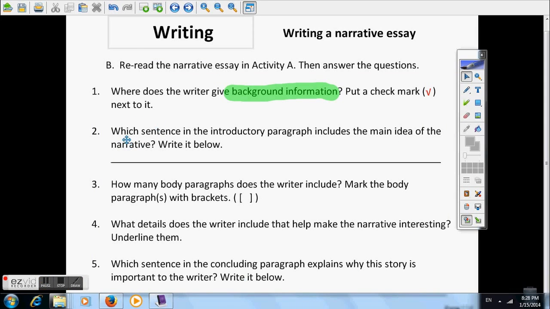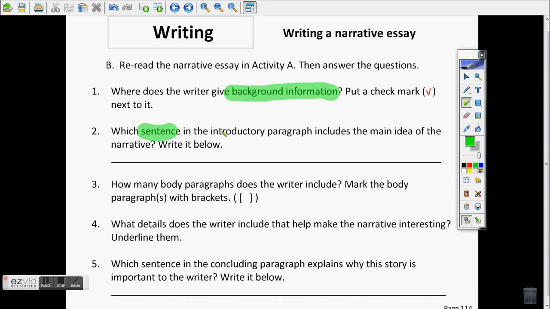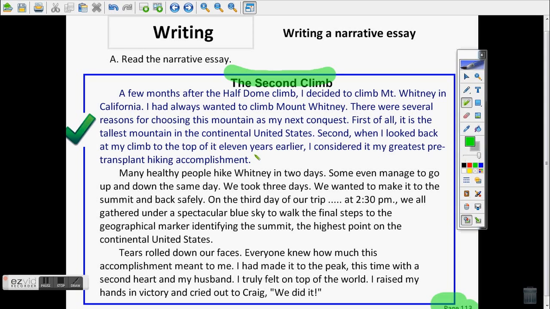Okay, question number two. Which sentence in the introductory paragraph includes the main idea of the narrative? Write it below. So the sentence in the introductory paragraph that includes the main idea. Okay, let's go back here. So the answer is, great. A few months after the Half Dome climb, I decided to climb Mount Whitney in California. Let me do that again. Okay, here.